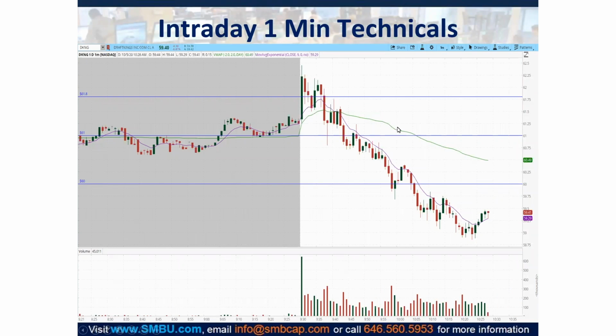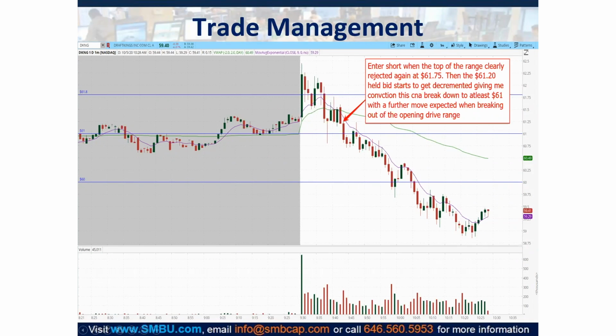So like I said, this is an opening drive reversal. You can see we had this opening drive through an important level, pulls back down, tries to continue, fails, holds lower in the range, and then really breaks down and trends for the day. So I'm actually going to go over the trade management before I show the tape video, just to show you what the trade's looking like so you know what to expect in the tape.